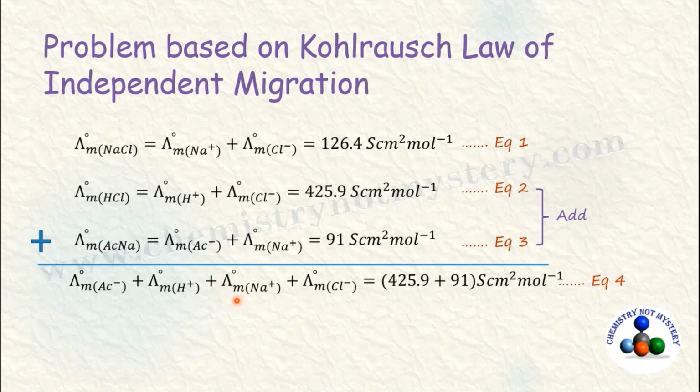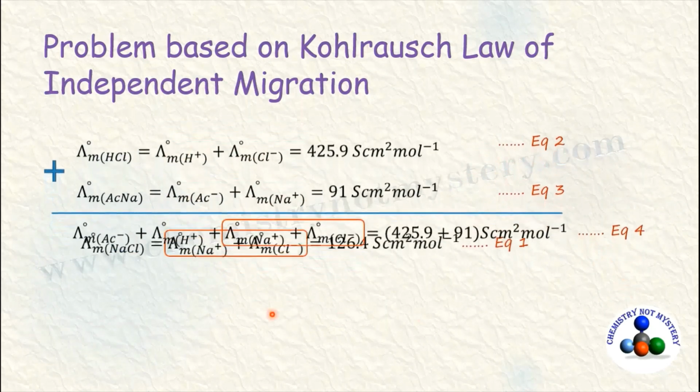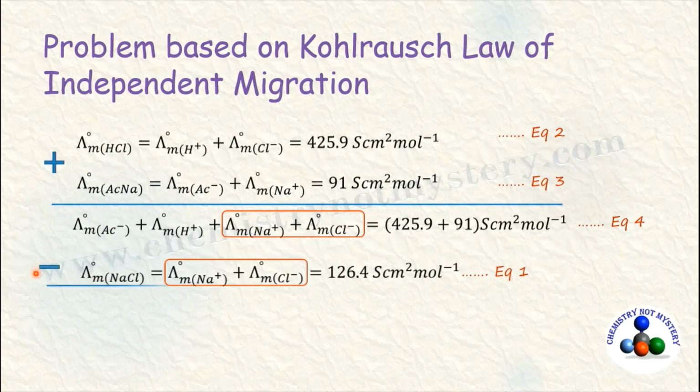Now mark the values that we don't want in our desired equation. So here, limiting molar conductivity of Na plus and Cl negative we don't want in our desired equation. And these values are also given in equation 1. So we have to subtract equation 1 from equation 4. So let's subtract it. When you subtract it, these values will be cancelled out.